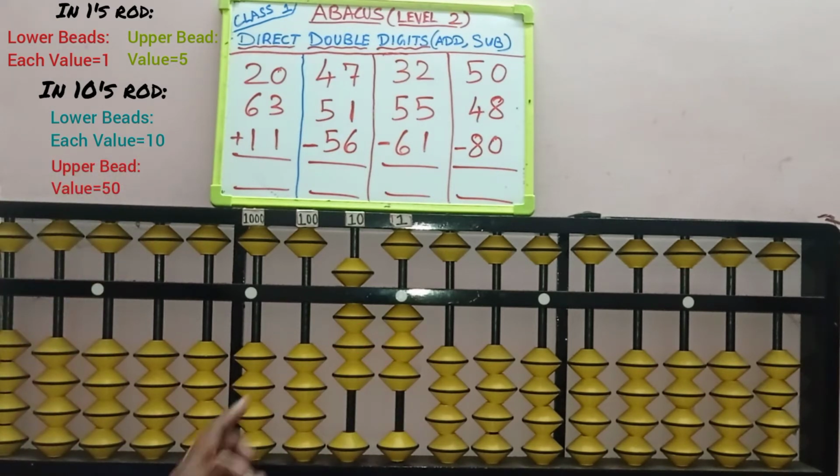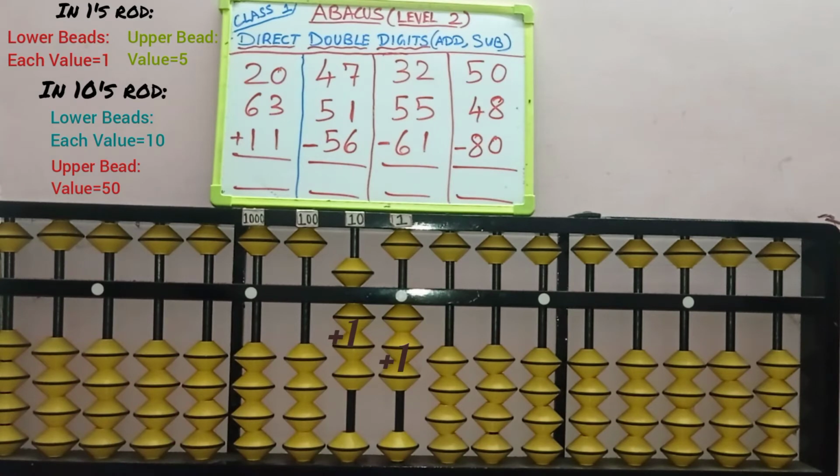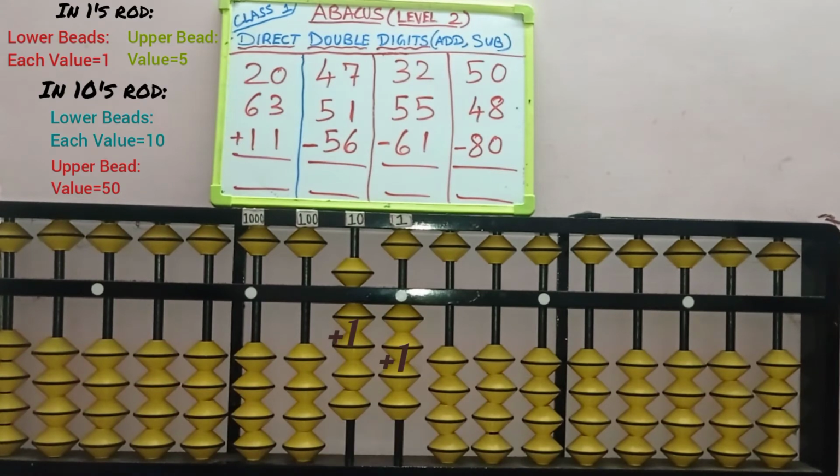Next, third row plus 11. It means we need to add 1 bead in the 1's row and 1 bead in the 10's row. See here, beads are available to add. So move 1 bead in the 1's row and move 1 bead in the 10's row. So 11 is added, okay? Sum is completed.